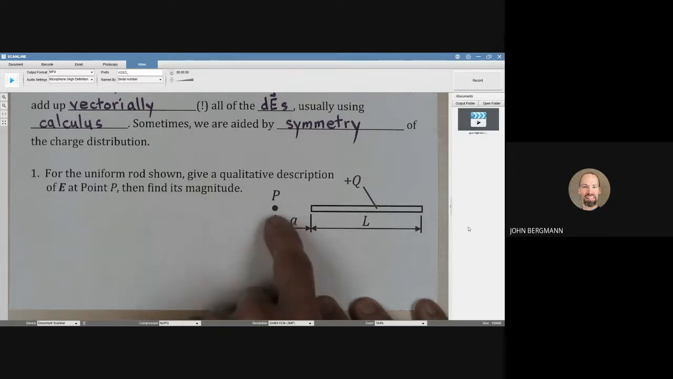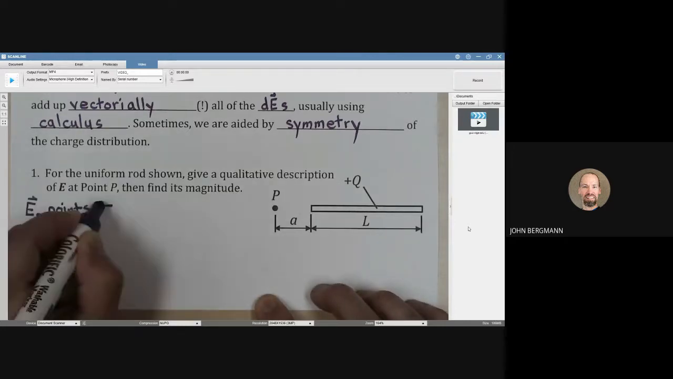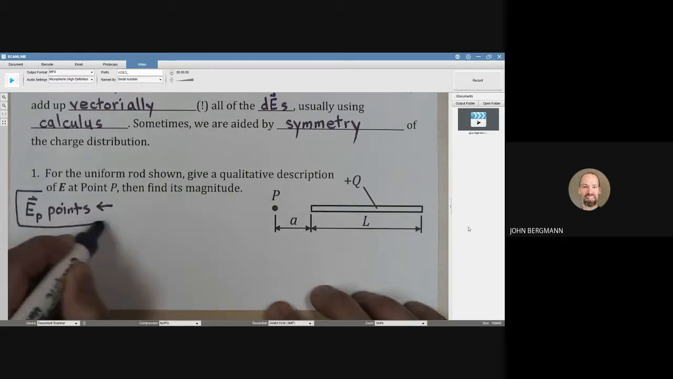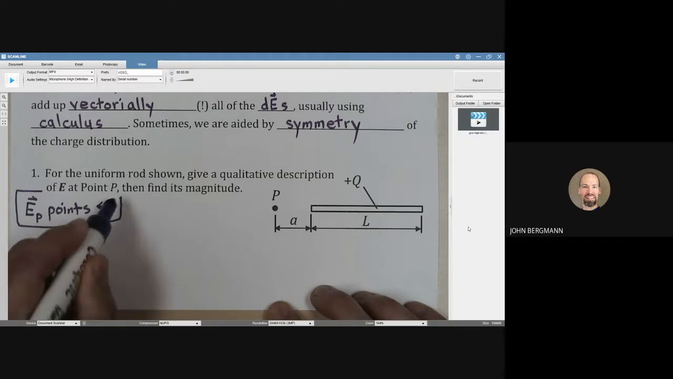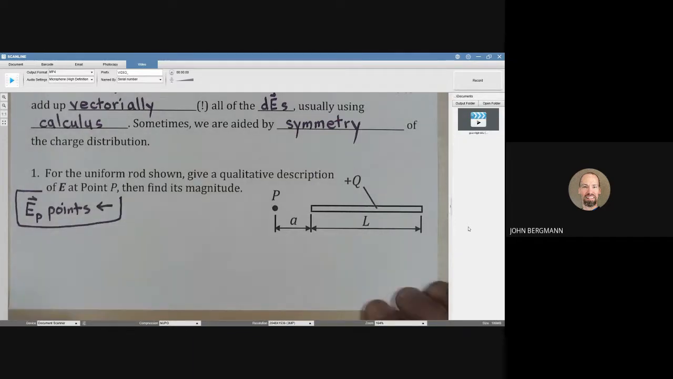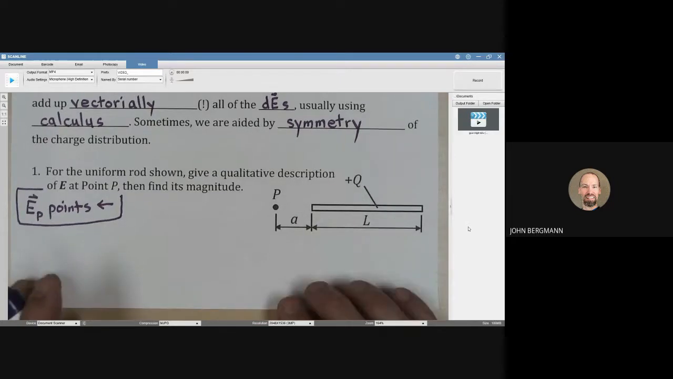Well, first, what's its direction? Let's give a qualitative description. And the answer is the electric field at point P points to the left, doesn't it? That is one part of our answer there. The electric field points to the left, and we know that because electric field lines are directed away from positive charges, so the electric field is definitely pointing to the left here. Now we need to find its magnitude.